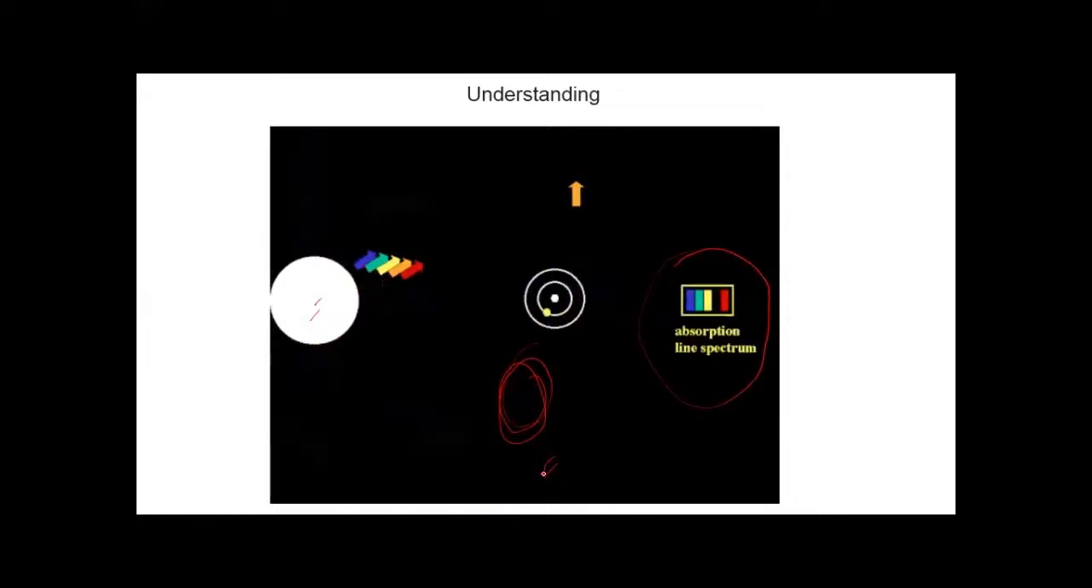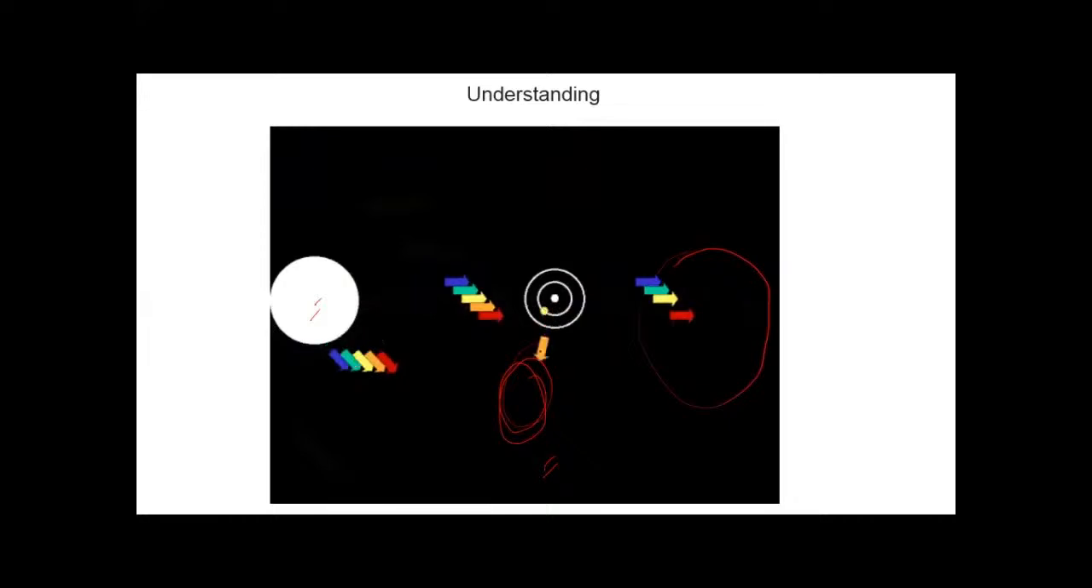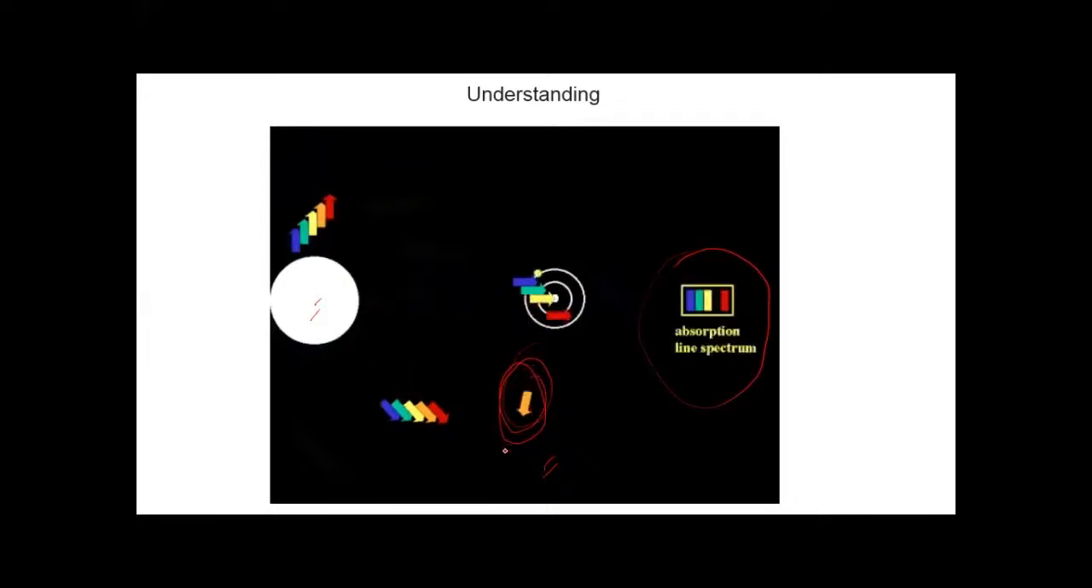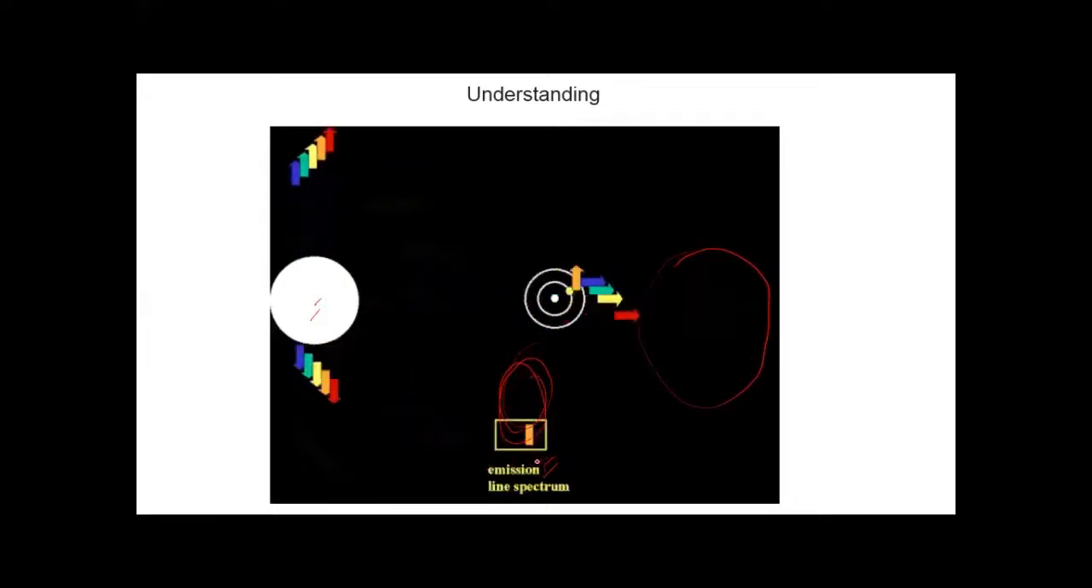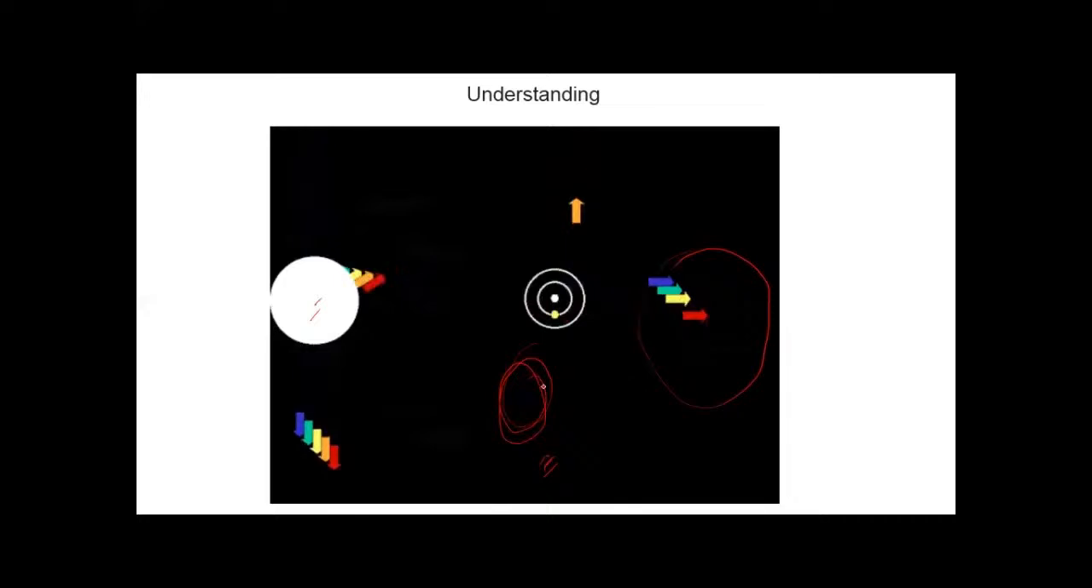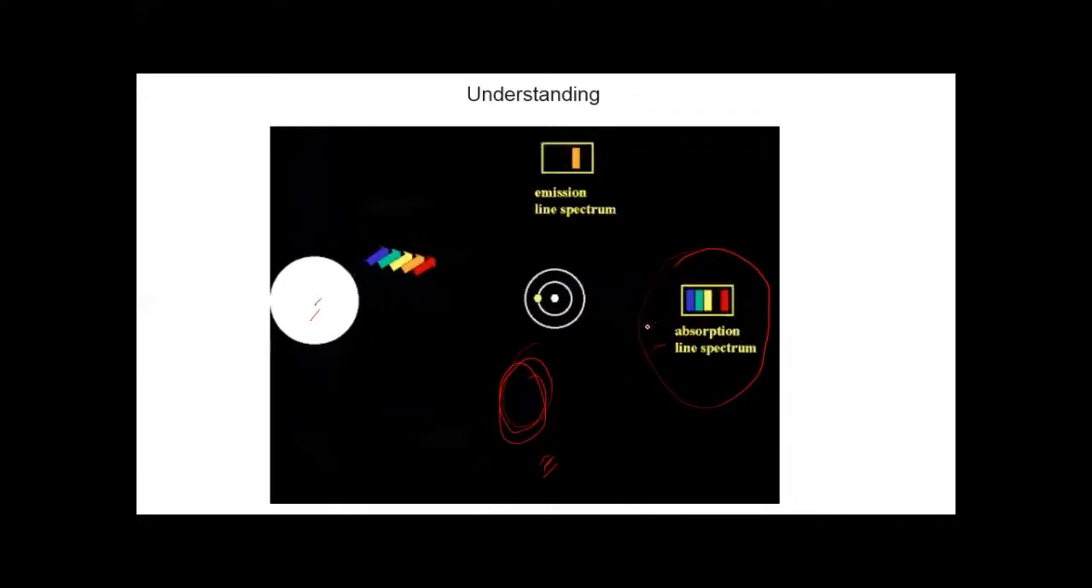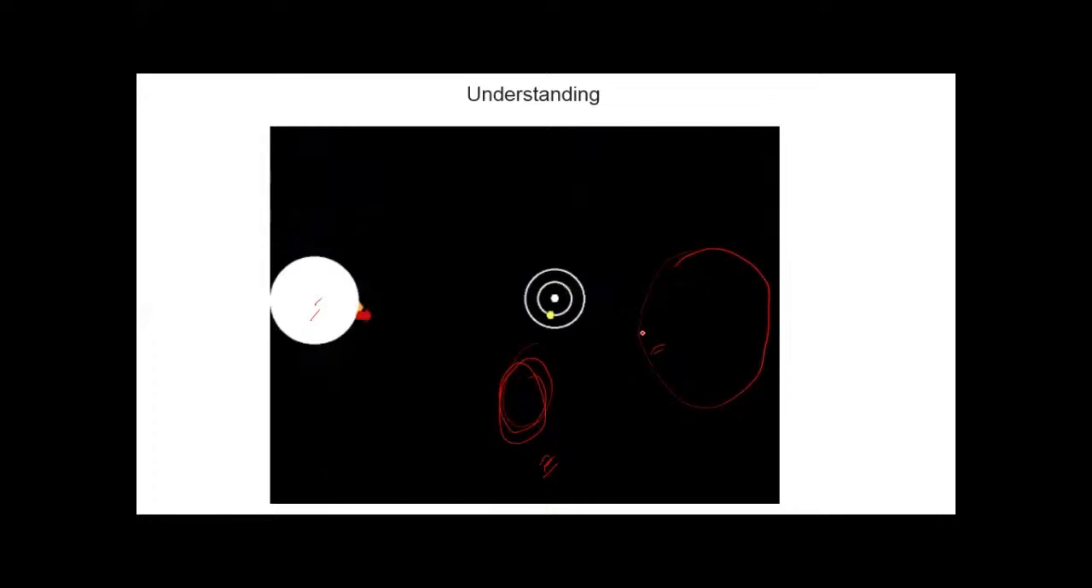So I think this is a very good animation for you to understand how the multicolor light behaves when passed through this atom, and this atom absorbs. Look at this, it absorbs only orange light. This orange light is reflected back. When analyzed, it is emission spectra. Rest, it is absorption spectra. Okay, so let's move forward.